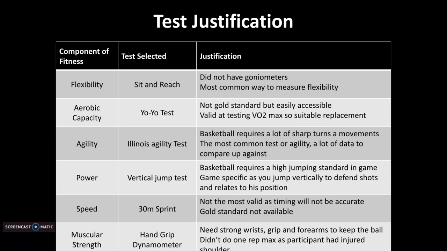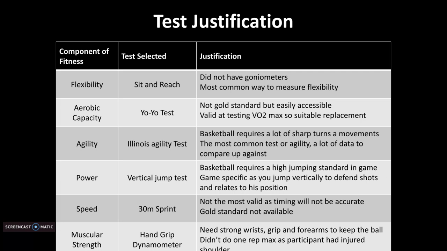Here I've justified the tests that I'm going to use. For the sit and reach test, we did not have goniometers, and this is the most common way to measure flexibility. For the yo-yo test, it's not the gold standard but easily accessible, and it's valid at testing the VO2 max, so it will be a suitable replacement. The Illinois agility test, as basketball requires a lot of sharp turns and movements, and it's the most common test for agility. Which means there'll be a lot of data to compare it against.